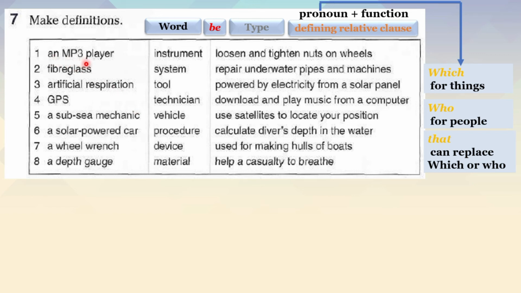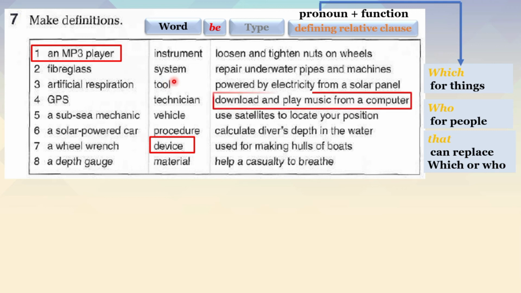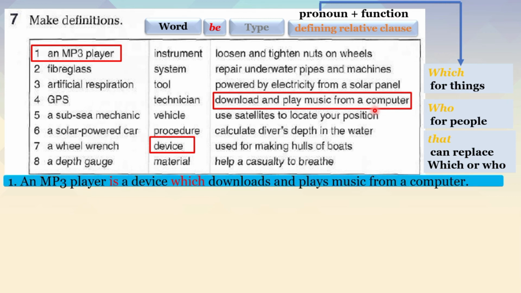Number one, our word is an MP3 player. What is it? Is it an instrument? Is it a system? It is a device. And what is the function? Download and play music from a computer. So we have an MP3 player is a device which downloads and plays music from a computer.